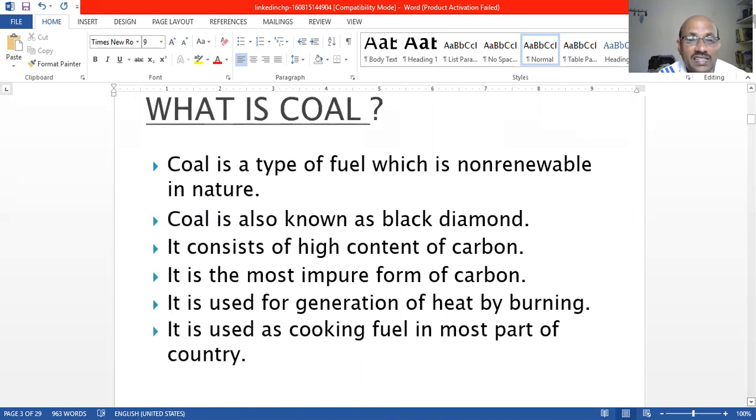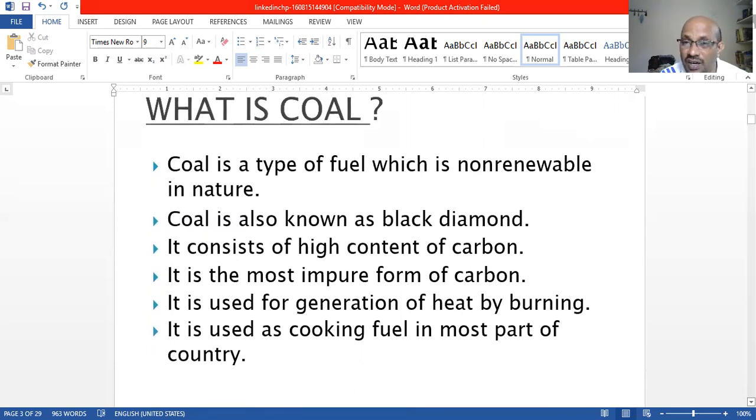It consists of a high content of carbon. When we burn that coal, so much carbon is released, and it is the most impure form of carbon. It is not purity, it is impurity. It is used for generation of heat by burning. Whenever we ignite that coal, we get energy.